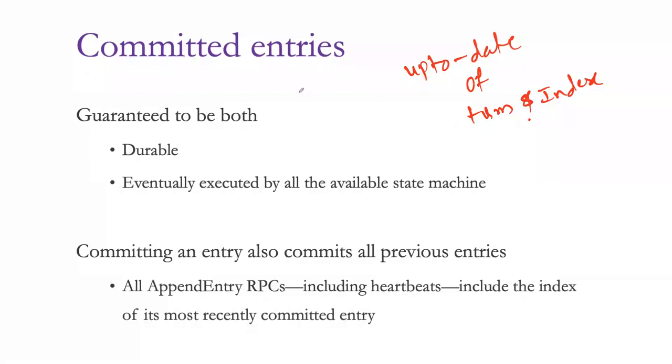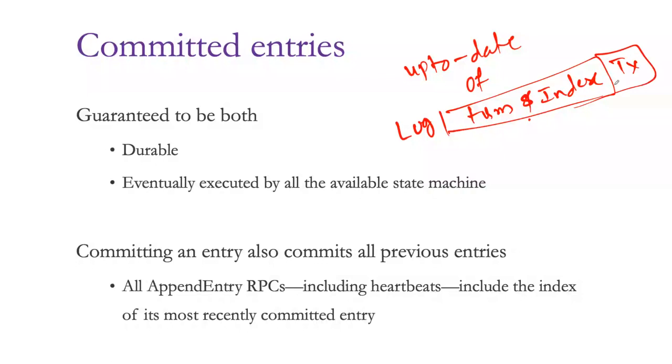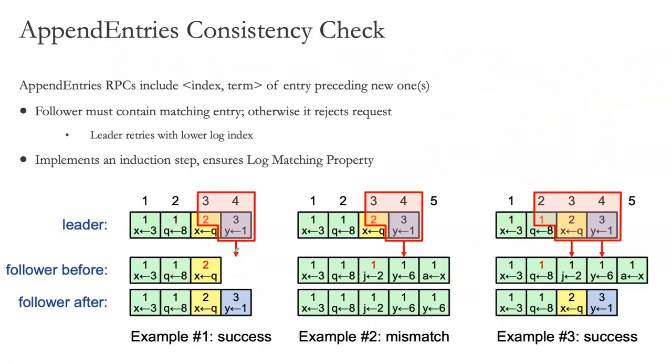Okay. So these are executed by your state machine. Then it becomes your committed entry in the log file, right? The log consists of the term and index as well as the transaction. Correct? So committed entries are guaranteed to be both durable and eventually executed by all the available state machines, those which are active at that particular time. Committing an entry also commits all previous entries, as we just saw here. Up to here, at term 3, index 4, the log is committed and executed by the state machine.